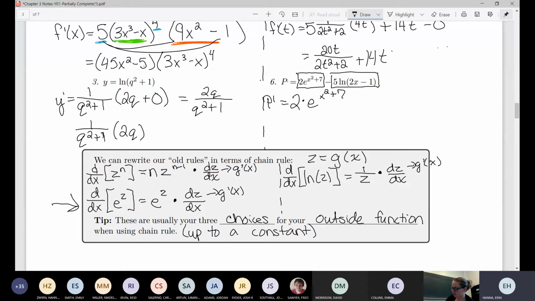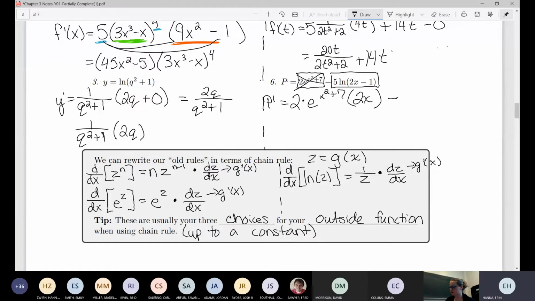There we go. So we have to multiply by the derivative of x squared plus 7, which will give us 2x plus 0. I'm not going to write it, because the derivative of 7 is 0. If you like to write those, feel free to do so. So then we're done taking the derivative of the e thing.